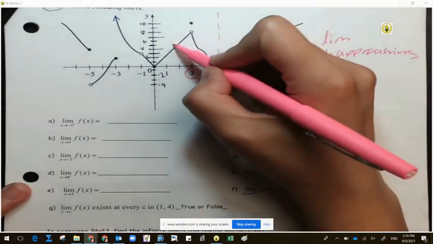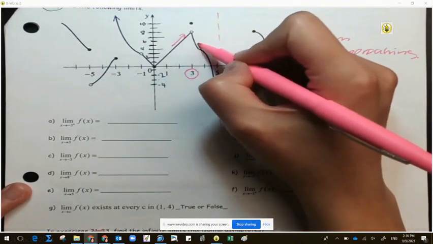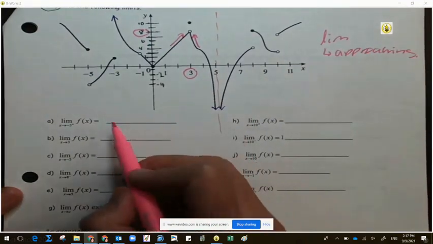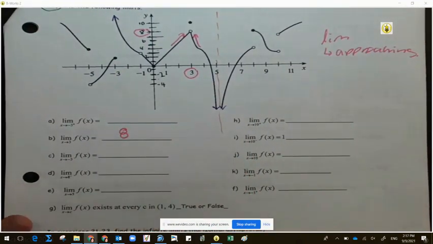So here's my 3 from my left and from my right. What y value am I reaching? 8. And it's not 10 because that's a point, that's not even a limit. It's not just a random point.